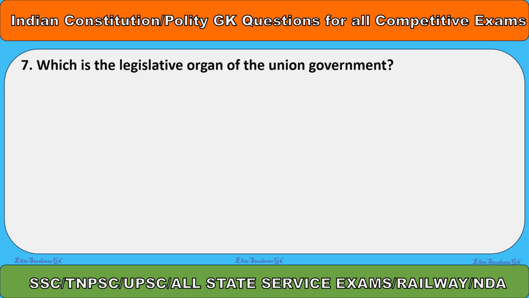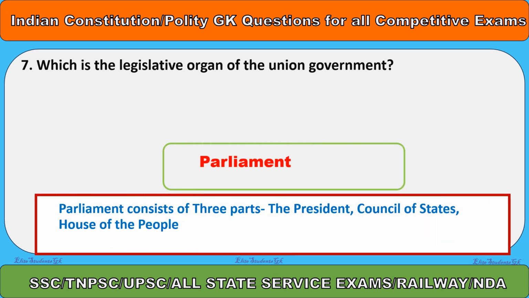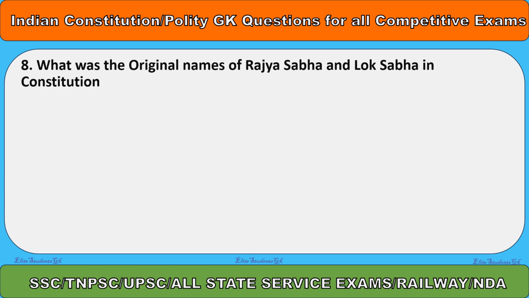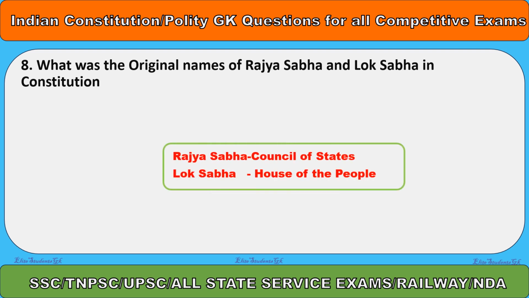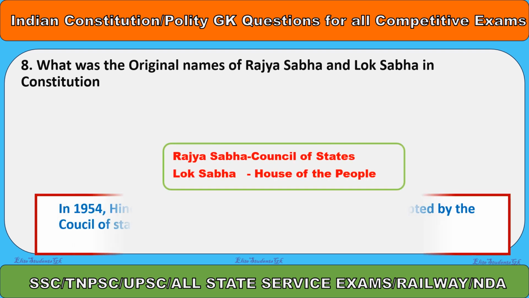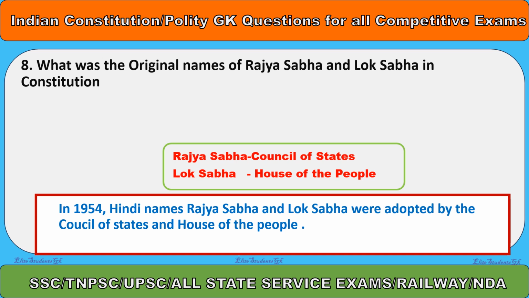Which is the legislative organ of the Union government? Parliament. Parliament consists of three parts: the President, the Council of States, and the House of the People. What were the original names of Rajya Sabha and Lok Sabha in the Constitution? Rajya Sabha was the Council of States, and Lok Sabha was the House of the People. In 1954, the Hindi names Rajya Sabha and Lok Sabha were adopted for the Council of States and House of the People.